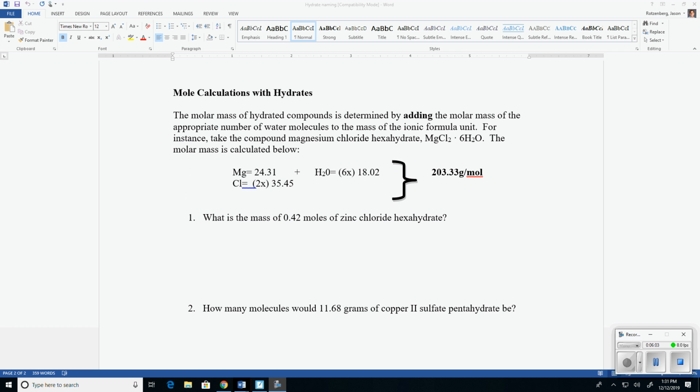And any type of naming that we do is stuff that we can measure out on a scale, which means not only can we know the grams, we can know the moles of it as well. On the top of this sheet tries to break down how you would do a mole conversion. Again, what I would like to do is the first question with you, and then give you a chance to do a couple of questions after that. So, question number 1 says, what is the mass of 0.428 moles of zinc chloride hexahydrate?